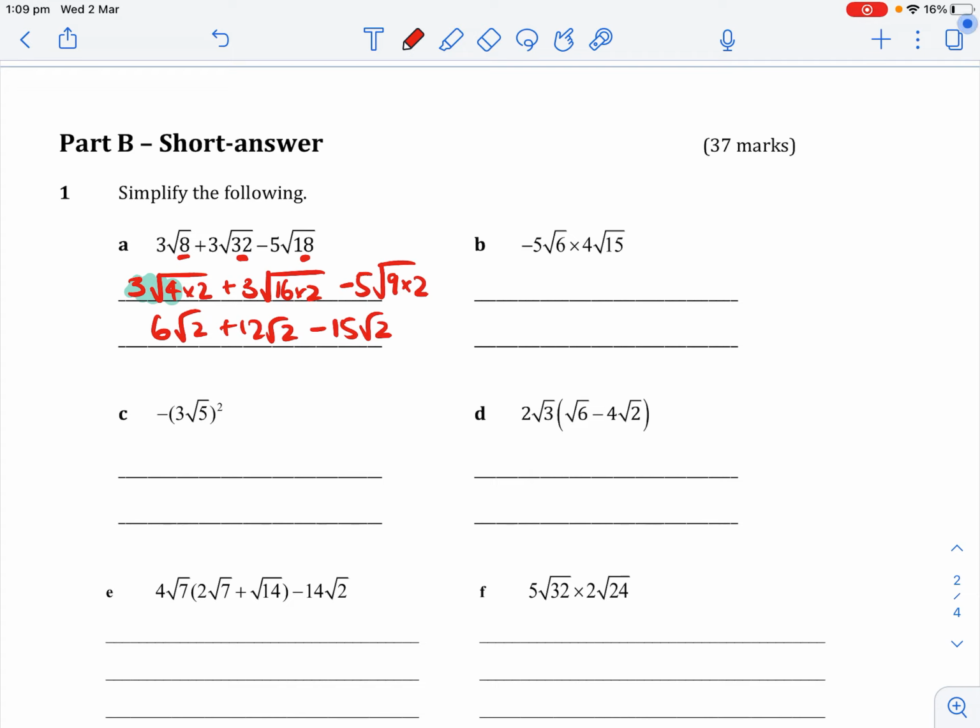And when I put all of those bits together, now they are like surds. I can simplify it. 6 plus 12 is 18. Take away 15 is 3 root 2.